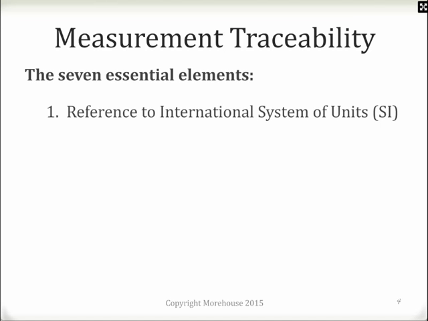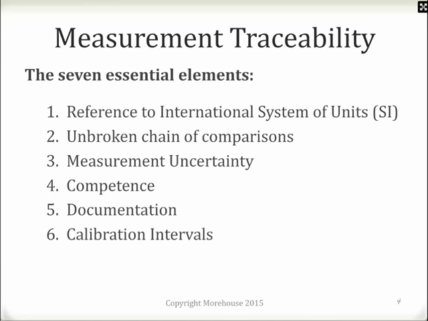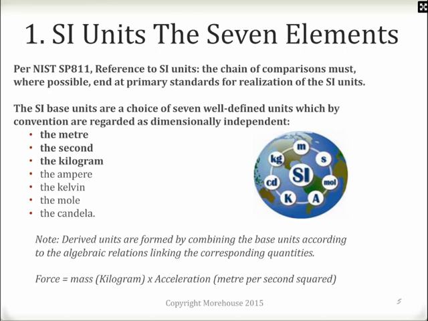So let's first discuss the 7 essential elements of measurement traceability. Number 1 is reference to the International System of Units, SI. Number 2, unbroken chain of comparisons. Number 3, measurement uncertainty. Number 4, competence. Number 5, documentation. Number 6, calibration intervals. Number 7, measurement assurance.